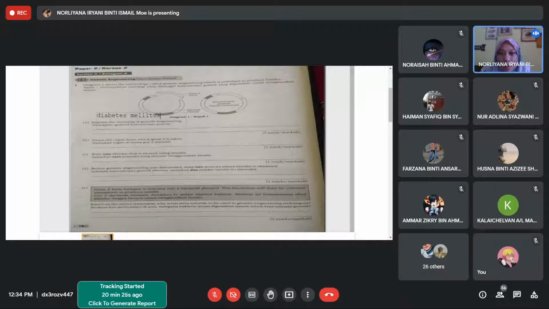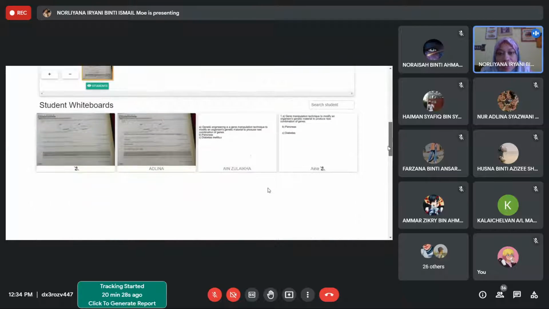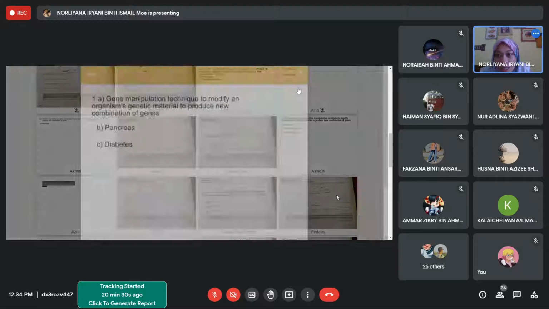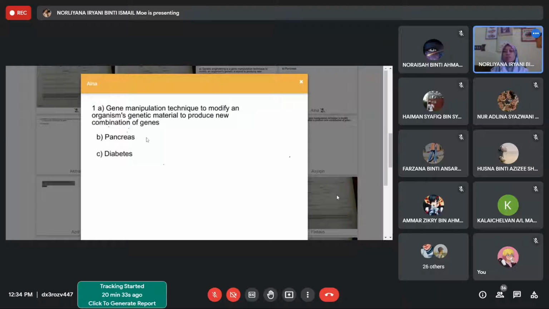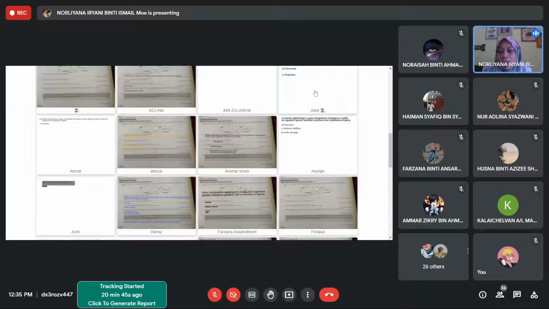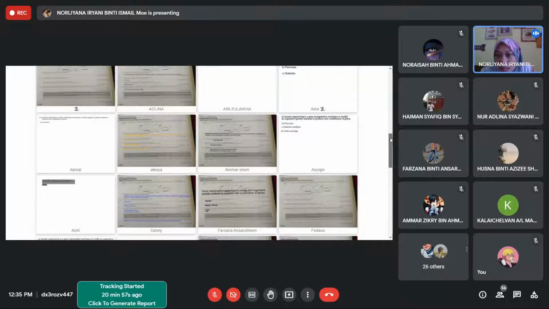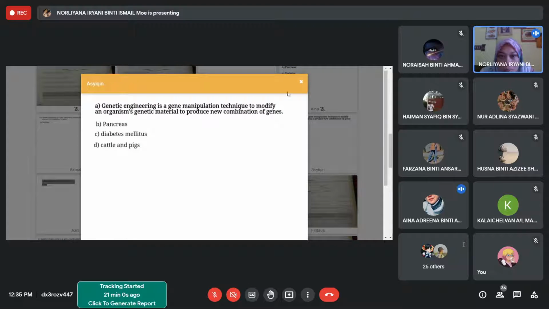I can see some of you wrote only diabetes. For example, Aina wrote only diabetes. There are many types of diabetes. Some diabetes does not need insulin, right teacher? So you have to get the correct answer for this one. So Aina, it is not correct, because it is only half. The actual name is diabetes mellitus. So make sure it is a double L.